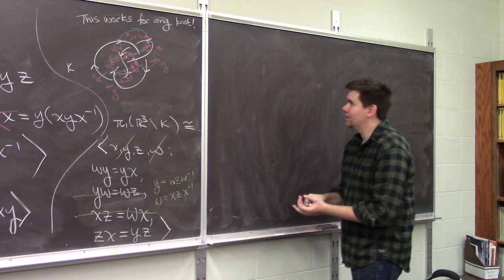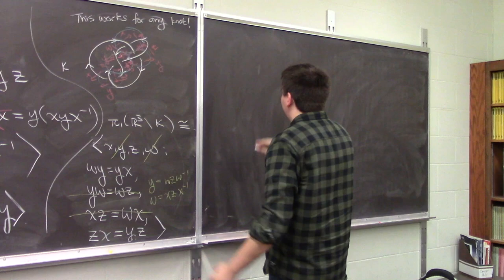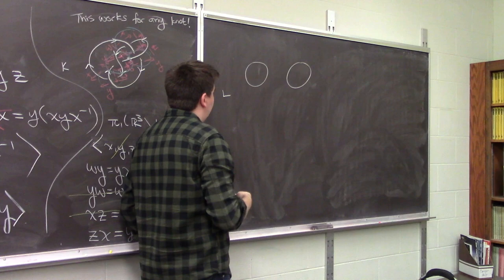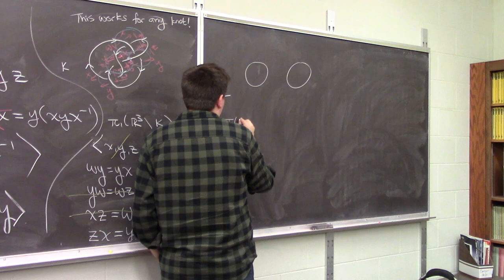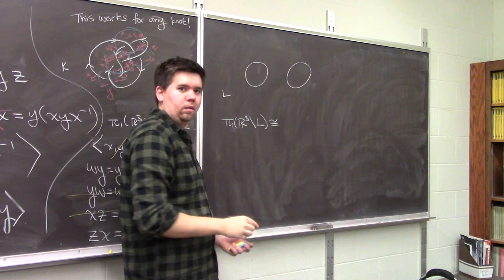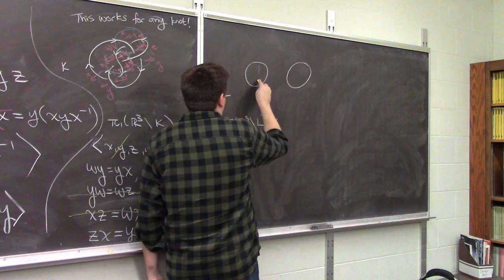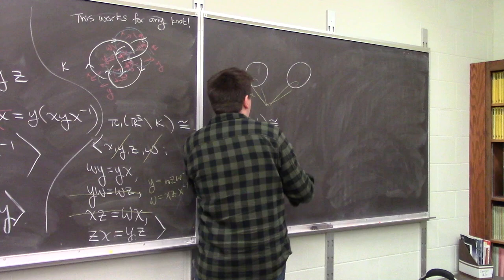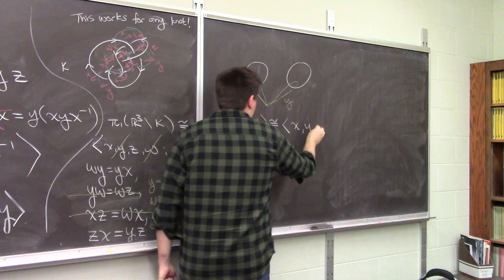Instead of doing knots, I can do a link. So let me do the link with two components. And this is a trivial link with two components. Then what is the pi 1 of the complement of L? Well, same game as always. You have some base point. You have some guy that goes around here, some x. You have some guy that goes around there, let's call it y. So the group is just the group generated by x and y.